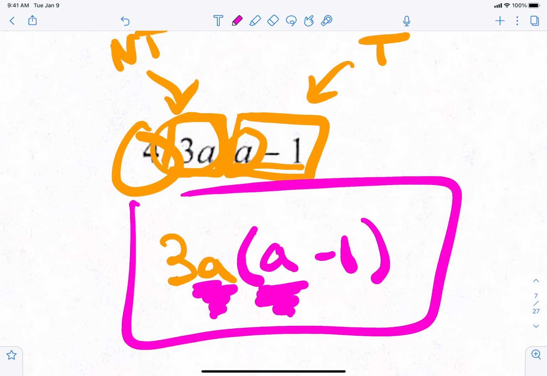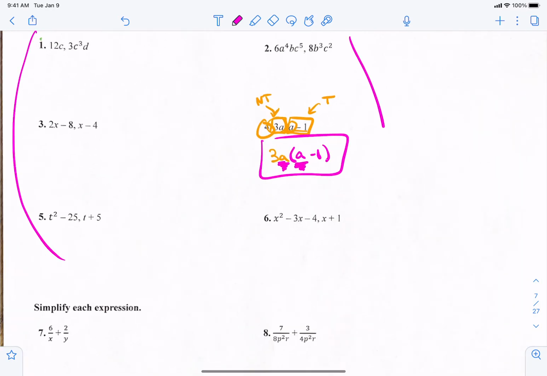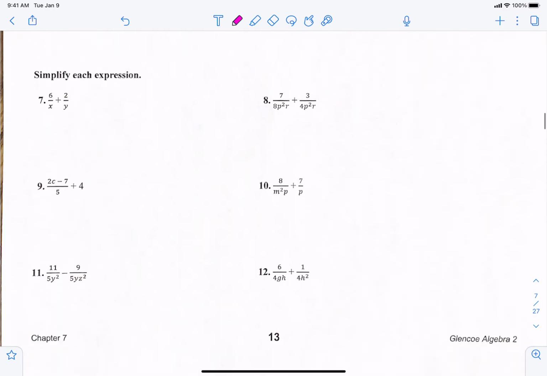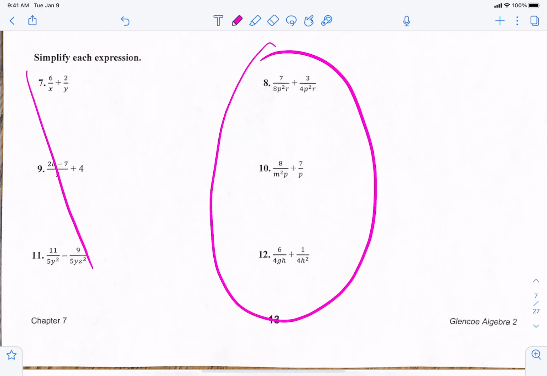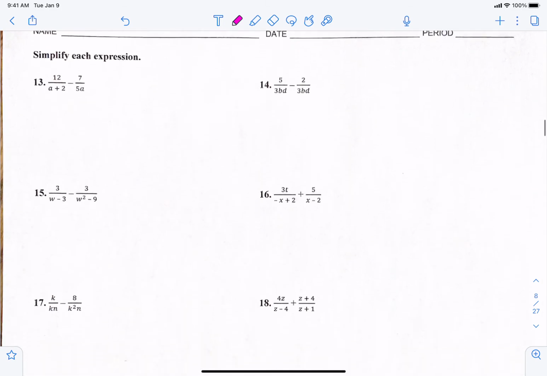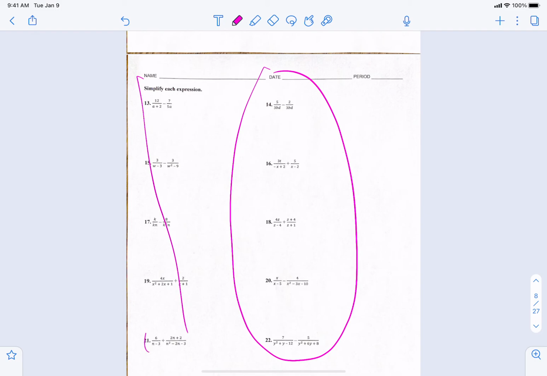Good? Okay. So for your homework, you guys should have 1 through 6 done, right? From there, just do the evens. So just do 8, 10, 12. You can cross these guys off. And then on the back side, evens also. So just these guys. You can cross these guys off.